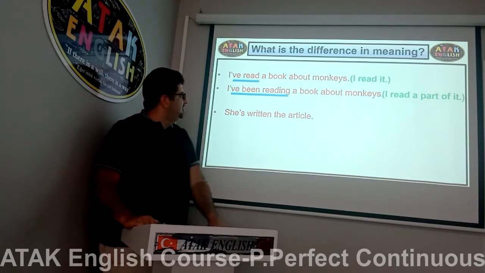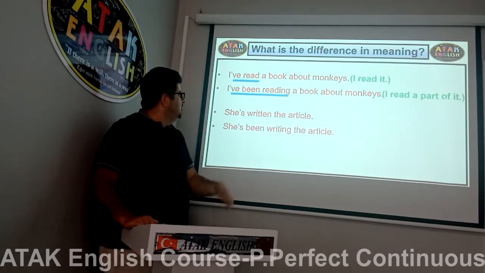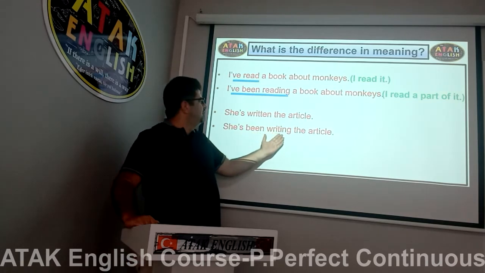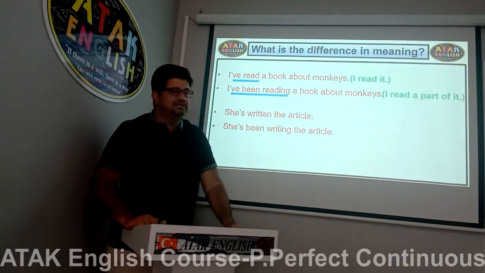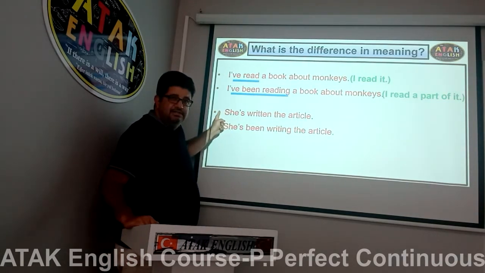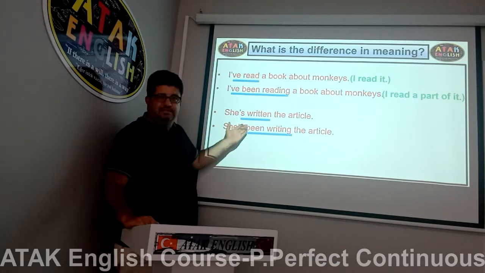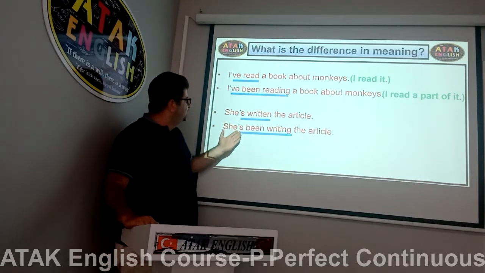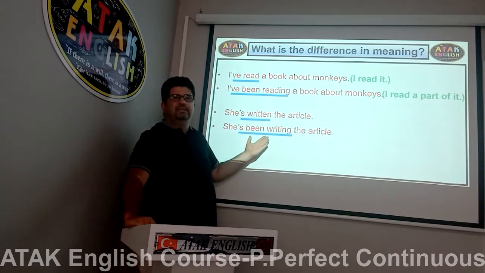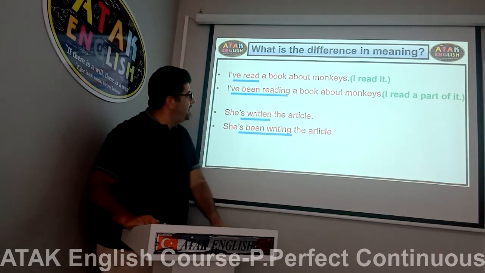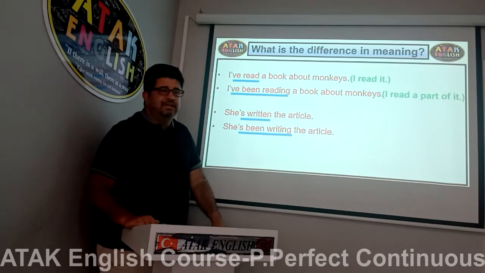She's written the article, another example. She's been writing the article. As you can see, the first sentence is in present perfect, the second sentence is in present perfect continuous. Of course, there are differences you can see in format. Has verb 3, has been verb ing. But what about the difference in meaning?